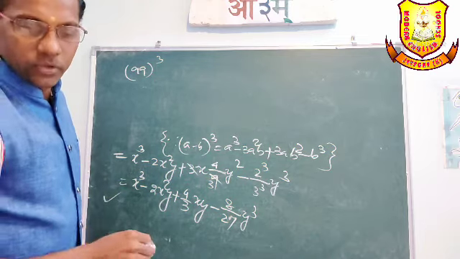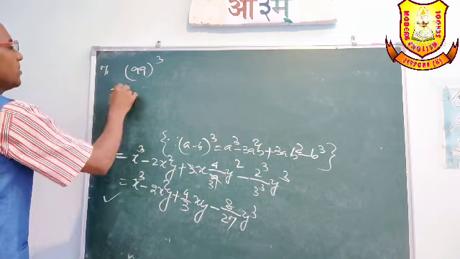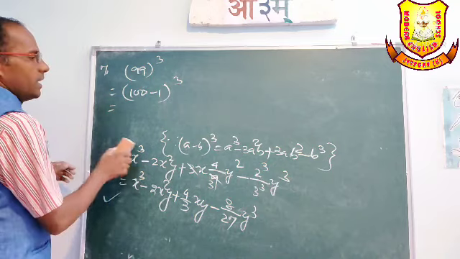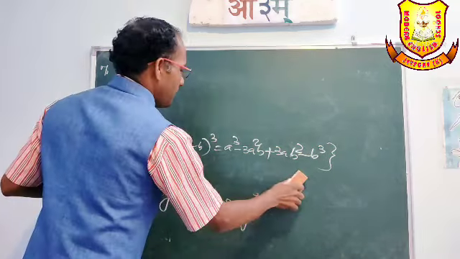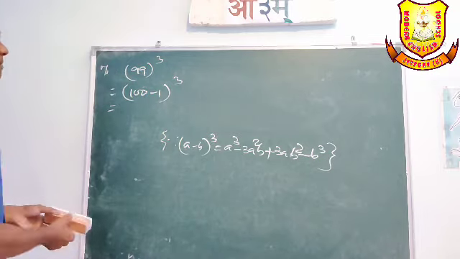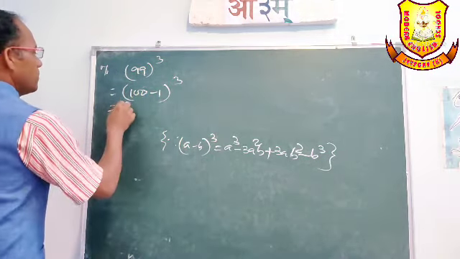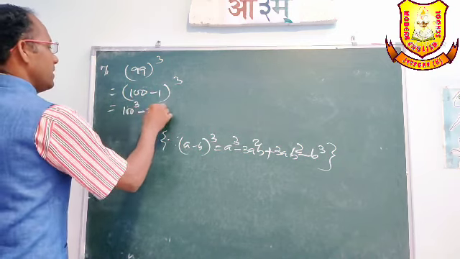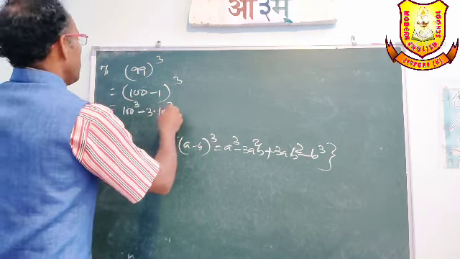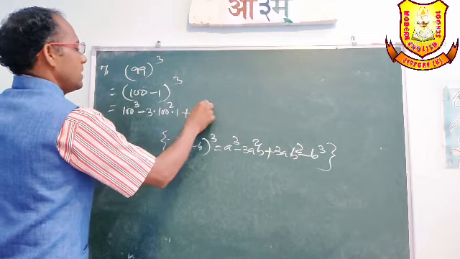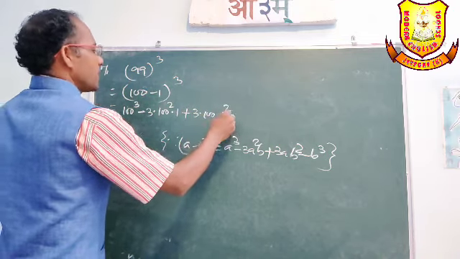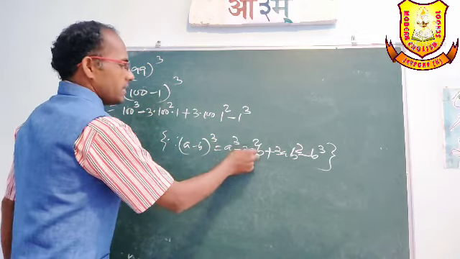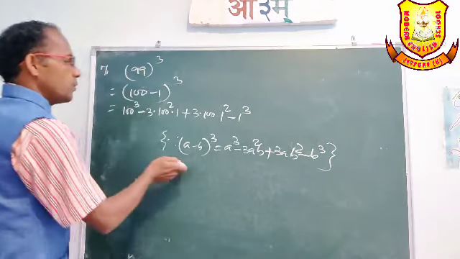So this is question number 7. That is equal to 100 minus 1 whole cube. So we can apply the (a minus b) whole cube formula, the same formula we will apply. (a minus b) whole cube is equal to a cube minus 3a square b plus 3ab square minus b cube. This is the way you have to write.